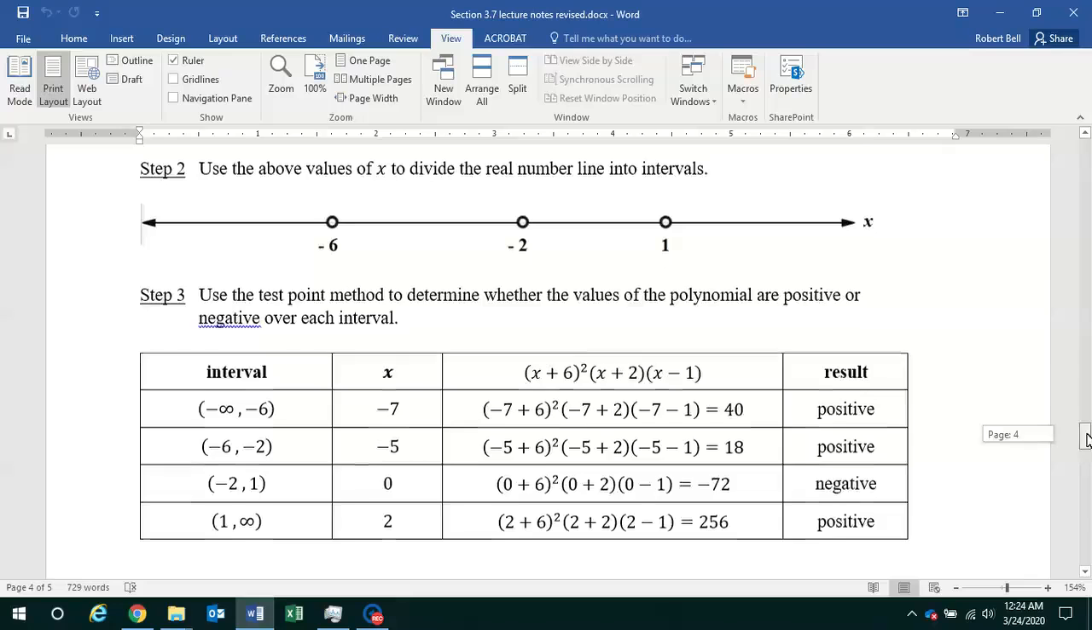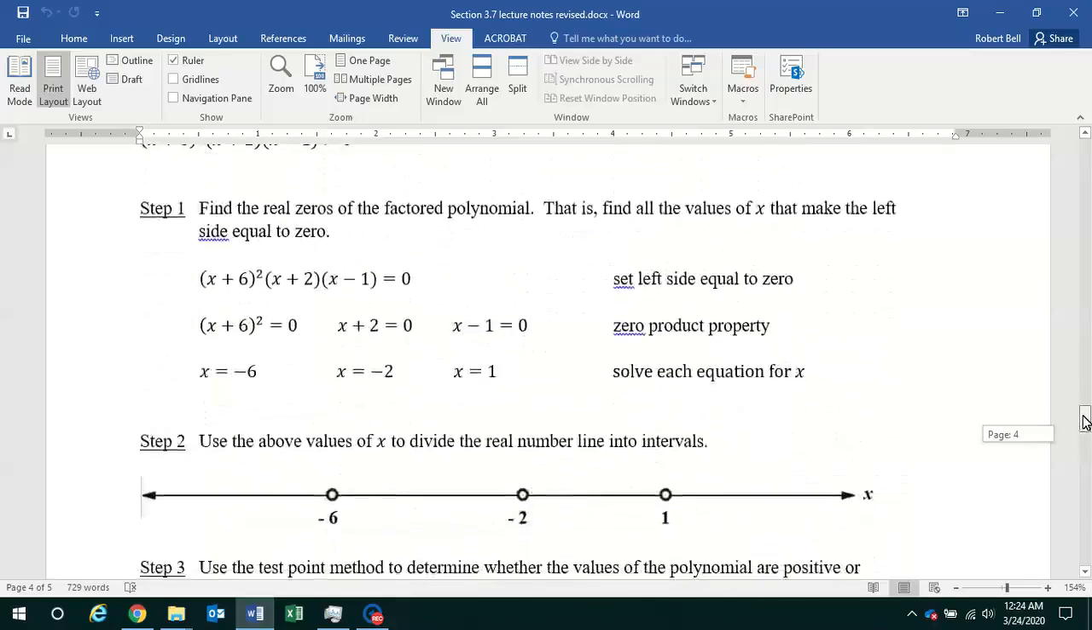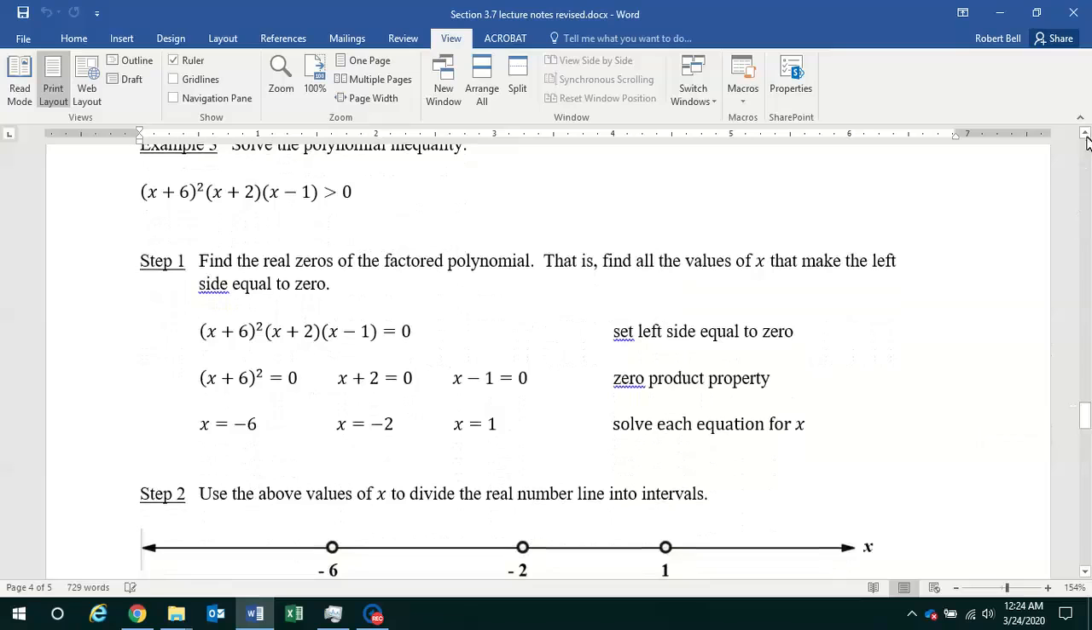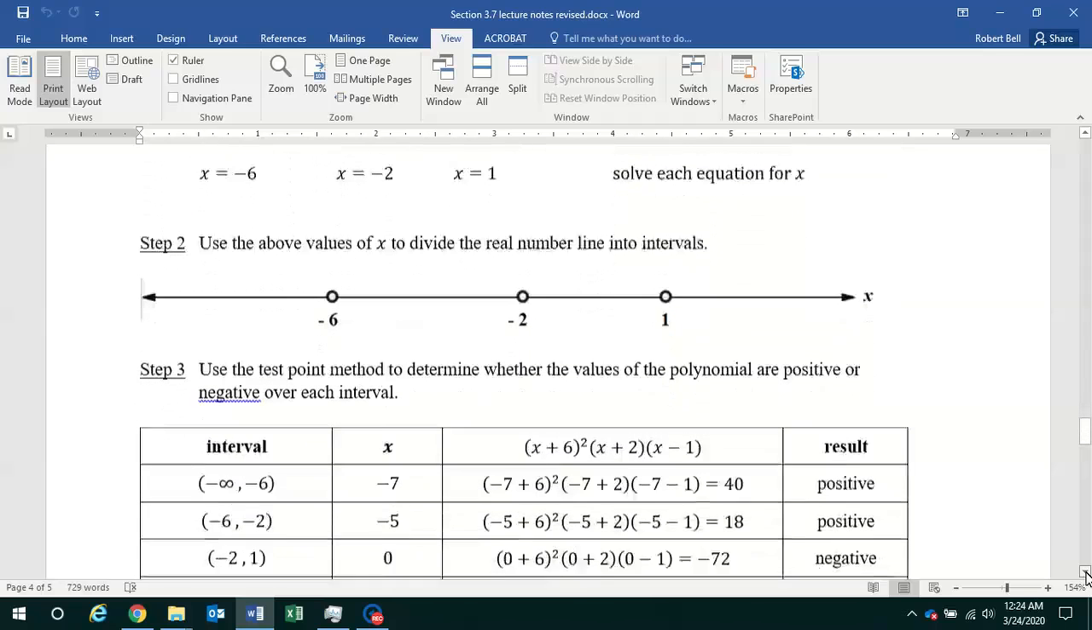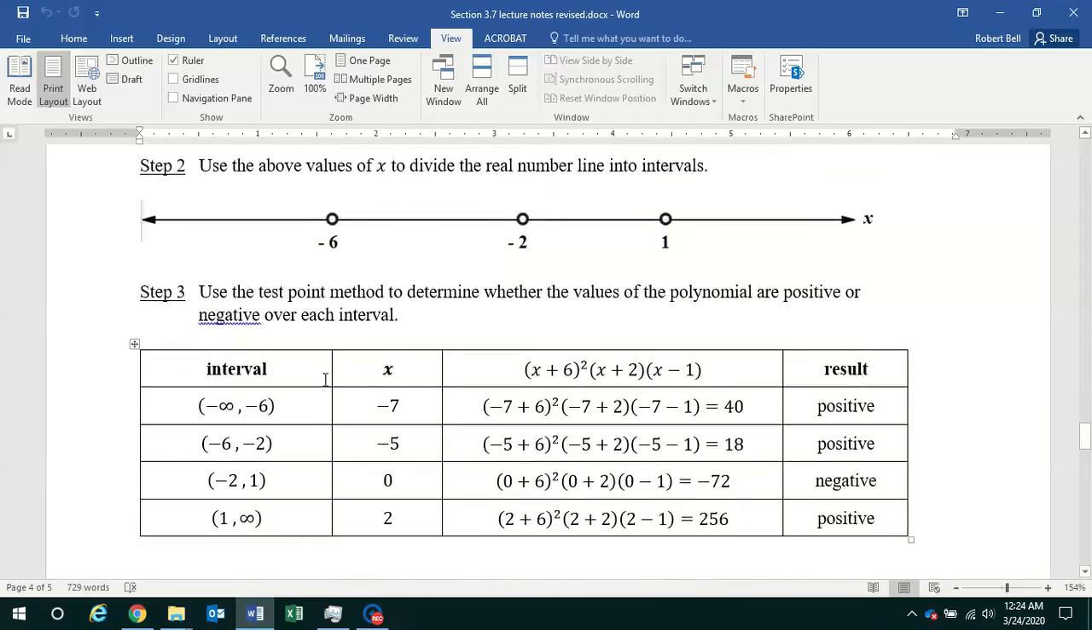And so we can't lose sight of what our inequality symbol is. We are looking for the numbers we can put in for x that make the left-hand side strictly greater than 0. And so in our table down below, we can see the first two intervals make the left-hand side up above strictly greater than 0, and the fourth interval makes the value of our factored polynomial strictly greater than 0.